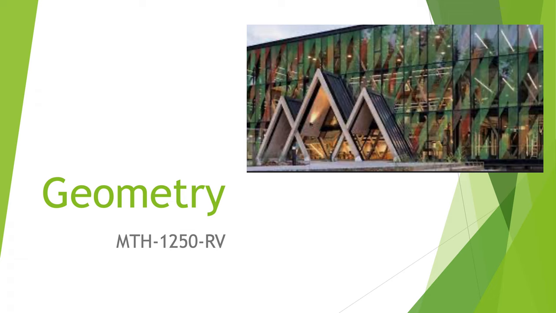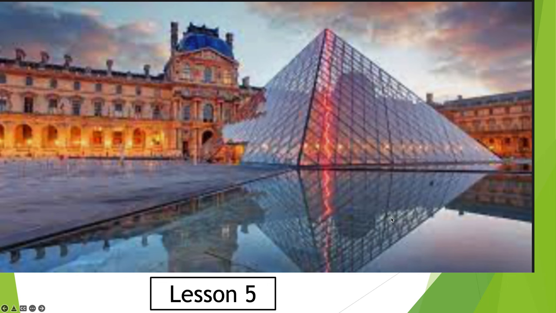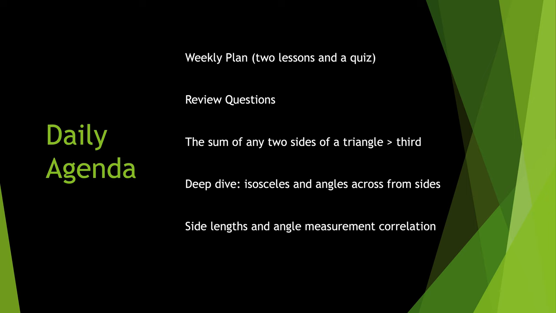We continue our deep dive into triangles and all the things that we can associate with them. They are used a lot nowadays in architecture. And while the Louvre is not exactly my house, we do have a couple of triangles. They're called California reverse gables that decorate our home. So triangles are a big deal. And we're going to learn more about them today in lesson five.